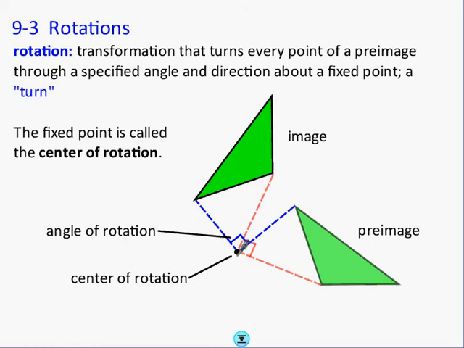But it can be any point, really. The other thing we have is how many degrees we are turning it. And I hope you can see here that what we have going is 90 degrees.